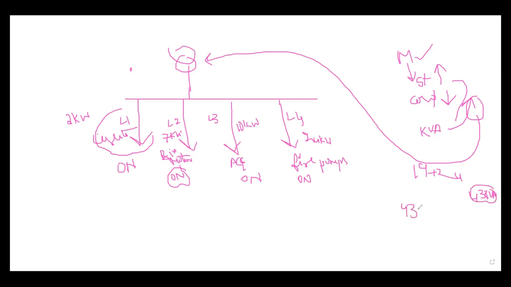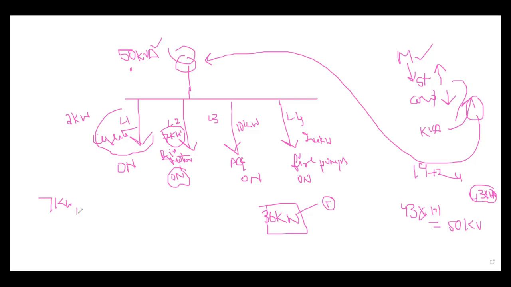So 43, I am taking a 10% margin, which is 50, suppose 50 kVA. So this is my transformer rating, 50 kVA. I selected the transformer rating of 50 kVA based on this. This is my steady state approach. Now, when all these are running, 24 plus 10 plus 2, which is 36 kilowatt, is already in service. The 36 kilowatt is the load at present on this transformer. Now I turn on this motor, which is 7 kilowatt.